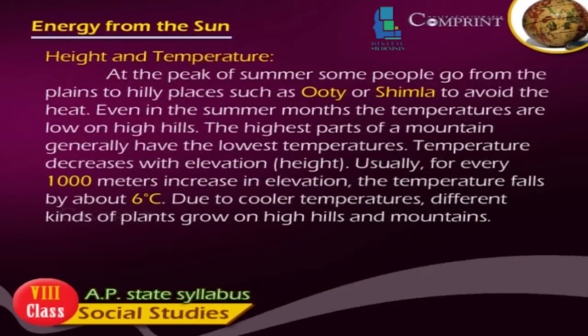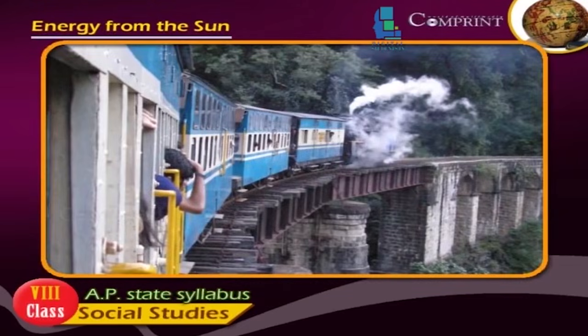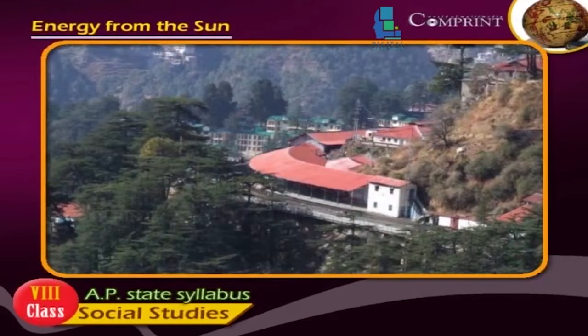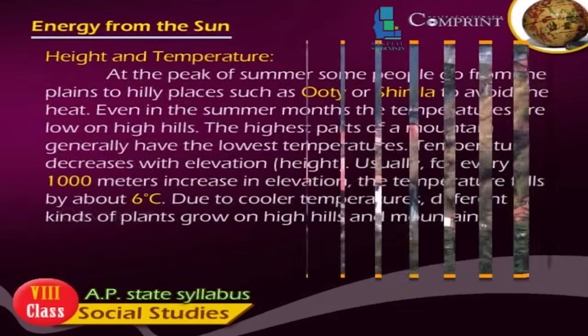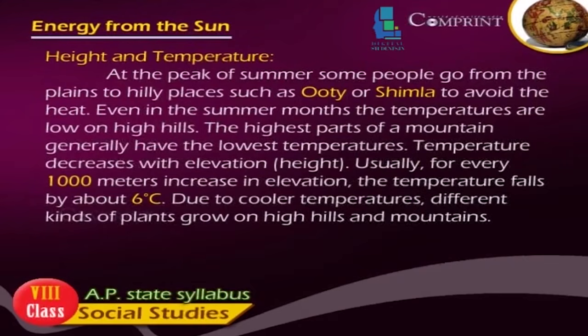Height and temperature. At the peak of summer, some people go from the plains to hilly places such as Ooty or Shimla to avoid the heat. Even in the summer months, the temperatures are low on high hills. The highest parts of a mountain generally have the lowest temperatures. Temperature decreases with elevation. Usually, for every 1000 meters increase in elevation, the temperature falls by about 6 degrees centigrade. Due to the cooler temperatures, different kinds of plants grow on high hills and mountains.